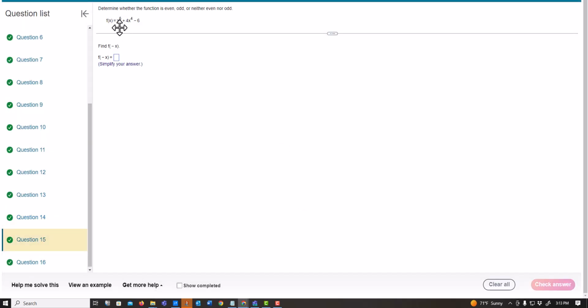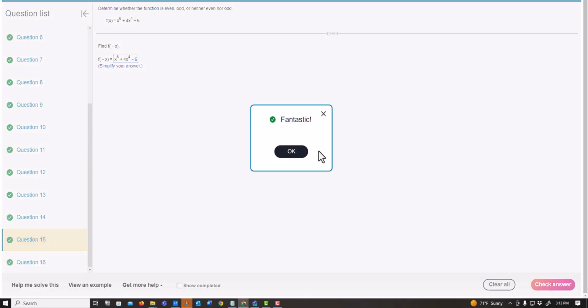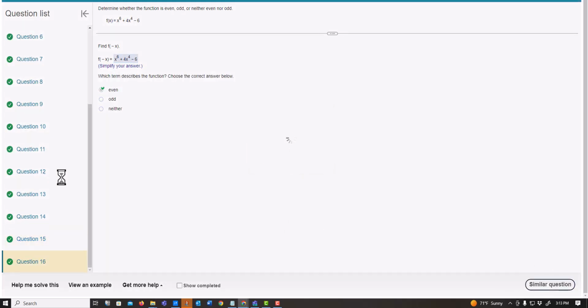I can see this is going to be an even because my exponents are even. Remember, when you plug in negative x to an even, it just goes back and becomes positive, 4x to the fourth minus 6, and this would be an even function.